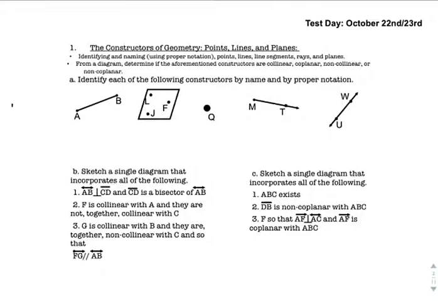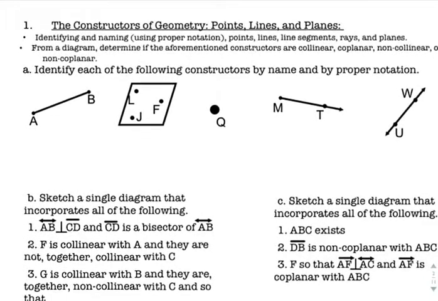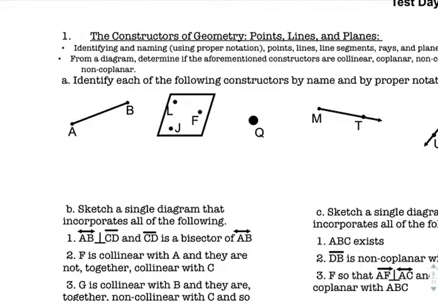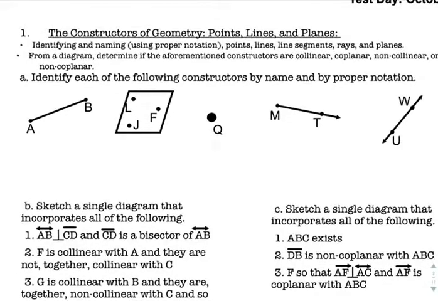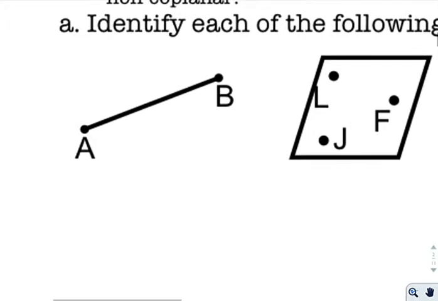So here's page one, objective one, or at least topic one. The construction of geometry, looking at points, lines, and planes, and all the ways they can get into it. All right, so for question A, identify each of the following constructs by name and by proper notation. So make sure you're doing this part. That's really the important part here. Simply identifying what it is isn't a terribly difficult task, but the notation is the part that I'm really going to tune into on the test. Anyway, let's go to it.